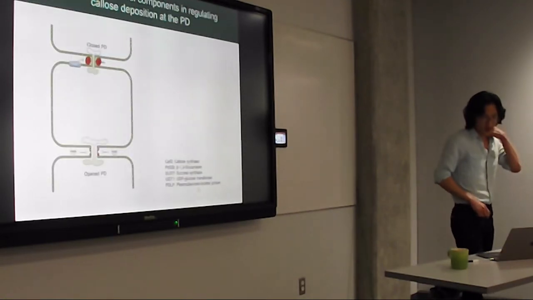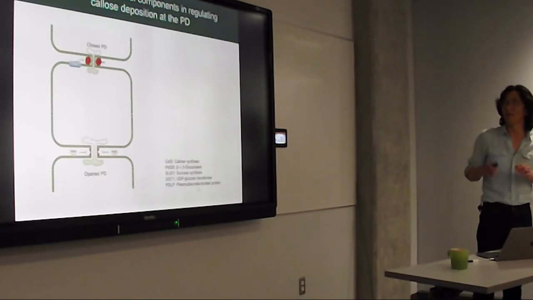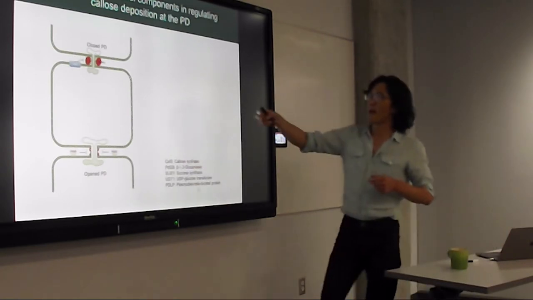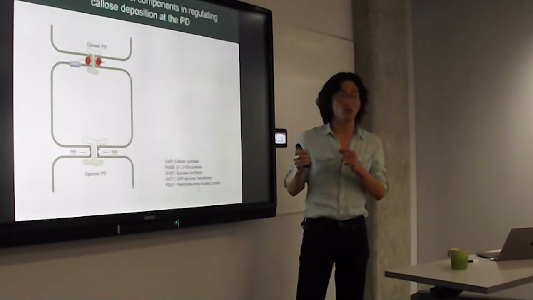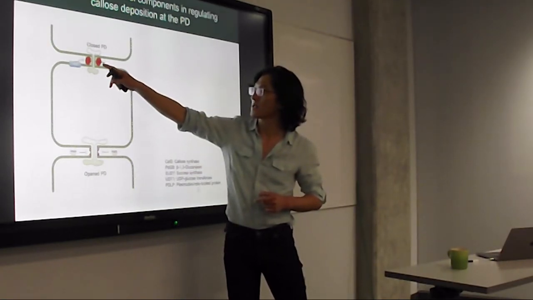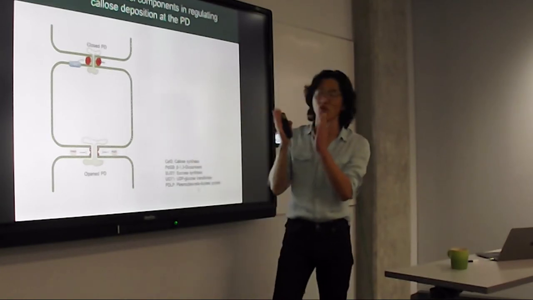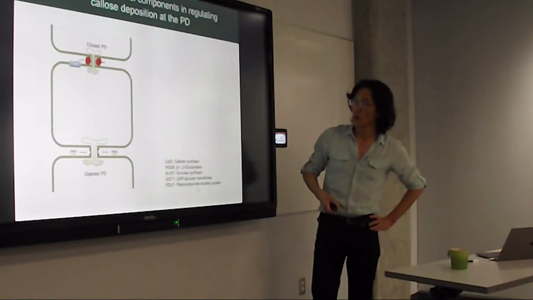For another research program, we're trying to identify novel components that are involved in callose deposition at the plasmodesmata. As I mentioned earlier, callose is the main mechanism in controlling the PD function and PD aperture. If a lot of callose is deposited at the PD neck region, the channels are going to be much tighter, so that not much communication would happen between plant cells.